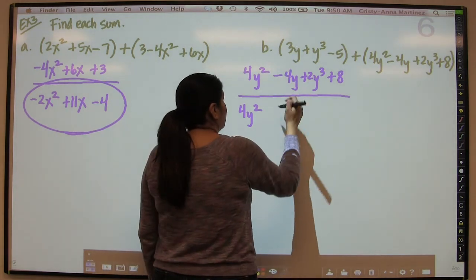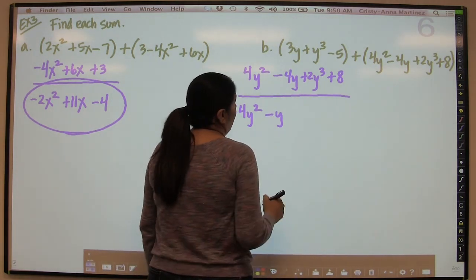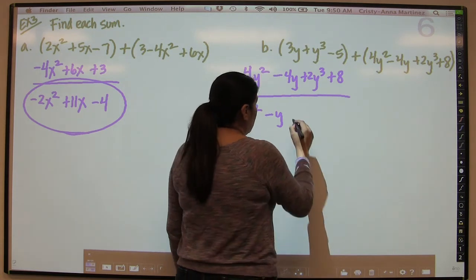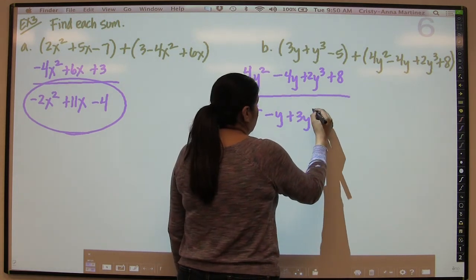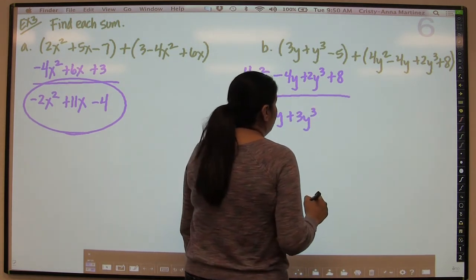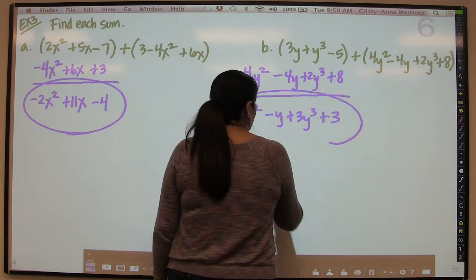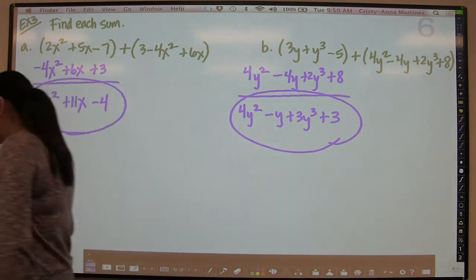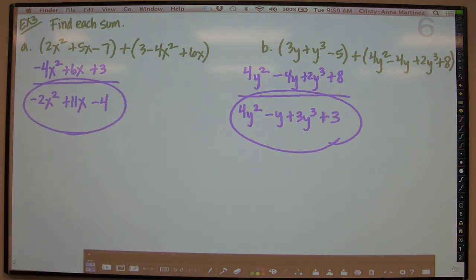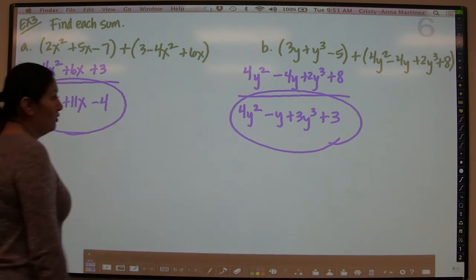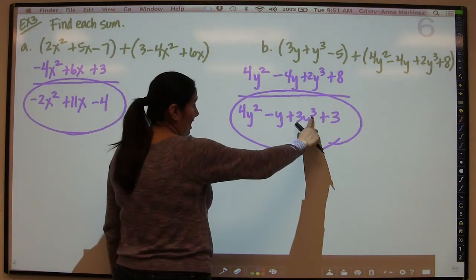And then 3 minus 4 is negative 1y. And 1y cubed plus 2y cubed is now 3y cubed. And negative 5 plus 8 is going to be a positive 3. And that will be your answer for part B, 4y squared minus y plus 3y cubed plus 3. Now, if you wanted to put this in standard form, which you should always write your answers in standard form, then we have to make sure that we put the 3y cubed first because it has the higher degree.